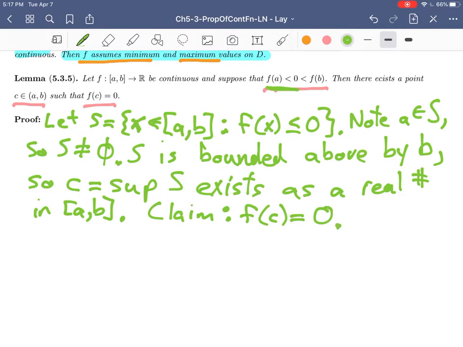The way we're going to do that is we're going to suppose that it's less than 0, and then we'll suppose that it's more than 0, and show that neither of those is possible. So suppose that f of c is smaller than 0.